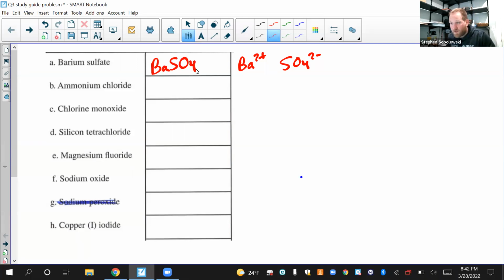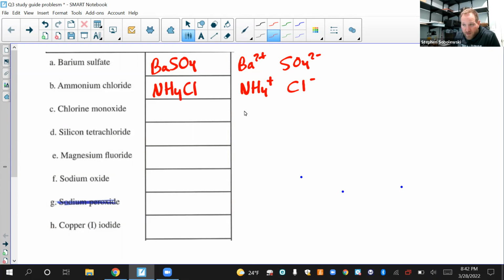No parentheses around that because there's only one sulfate. Ammonium chloride. Ammonium is NH4 with a charge of plus. Chloride is Cl with a charge of minus, giving us NH4Cl. Again, no parentheses. Chlorine monoxide.